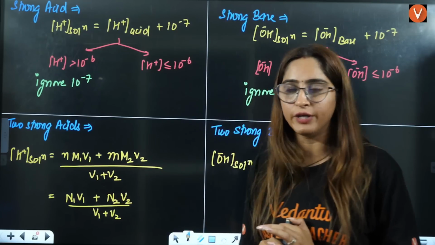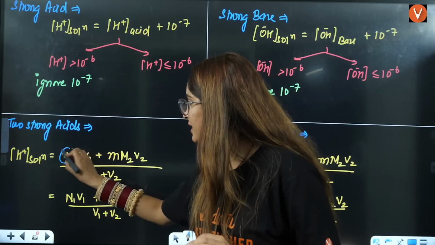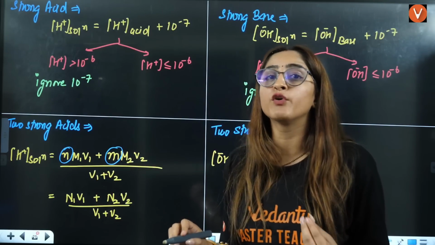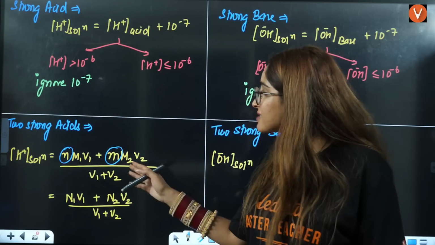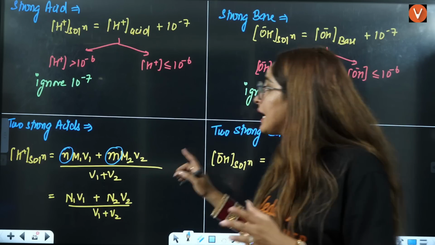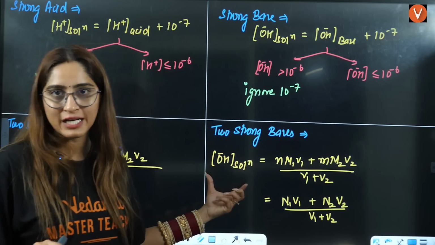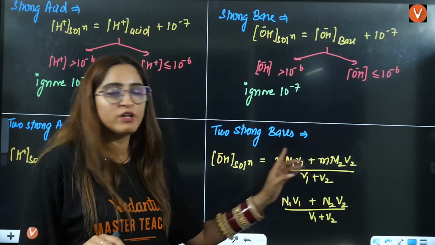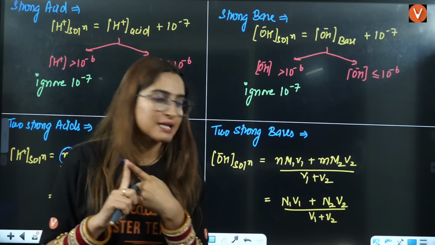If you have two strong acids, then the H positive ion concentration is N1M1V1 plus N2M2V2 divided by V1 plus V2. M1 and M2 are the molarities, and this N is the N factor. Like HCl will give you 1 H positive, H2SO4 will give you 2 H positive. So these are the N factors. If you have two strong bases, you will calculate the value of OH negative with the same formula. Here N will represent the N factors of the bases, right?